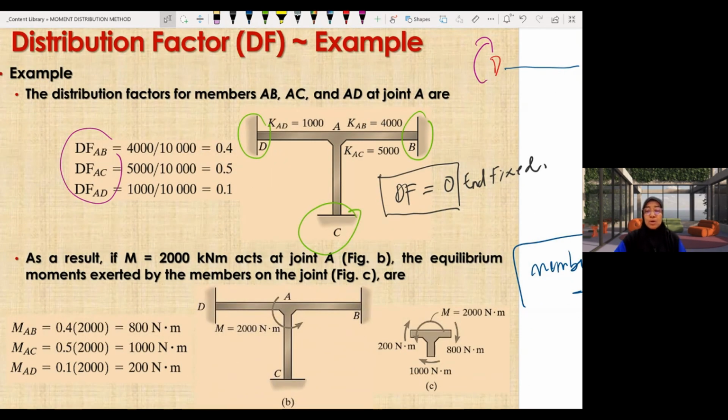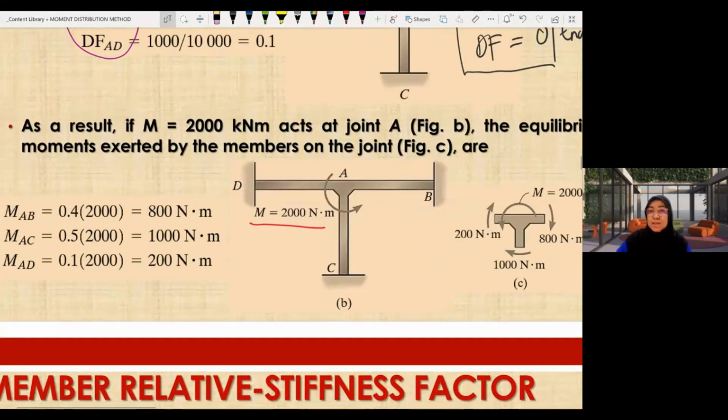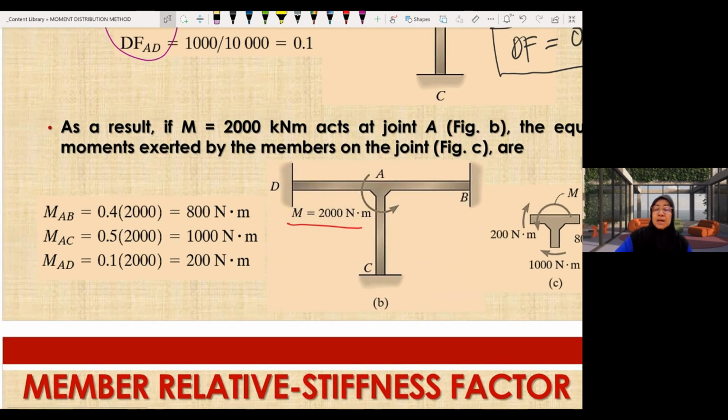Okay, so what actually occurs is, now we refer to the second diagram. Let's say there is an applied moment at joint A. The value is 2000 newton meter, clockwise. This moment is an applied moment subjected at the joint. Member end moment means we want to determine the member end moment at joint A, the value of the member end moment at joint A.